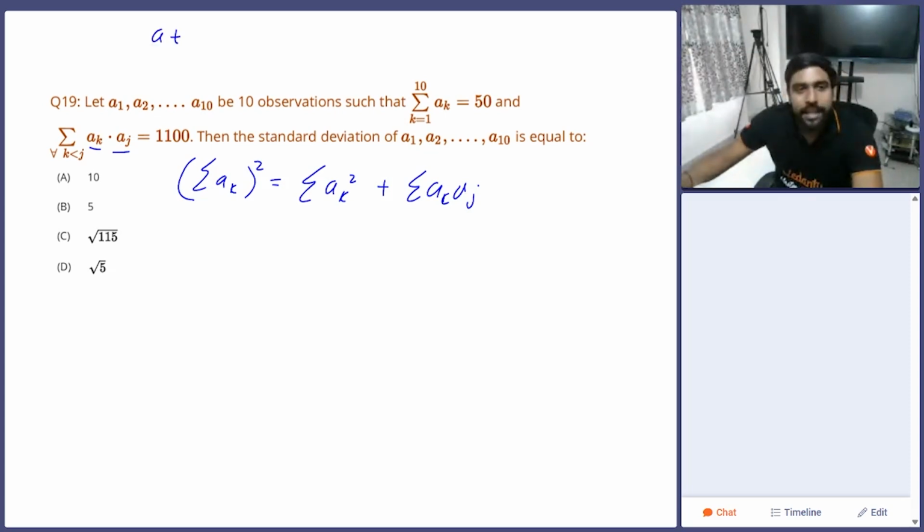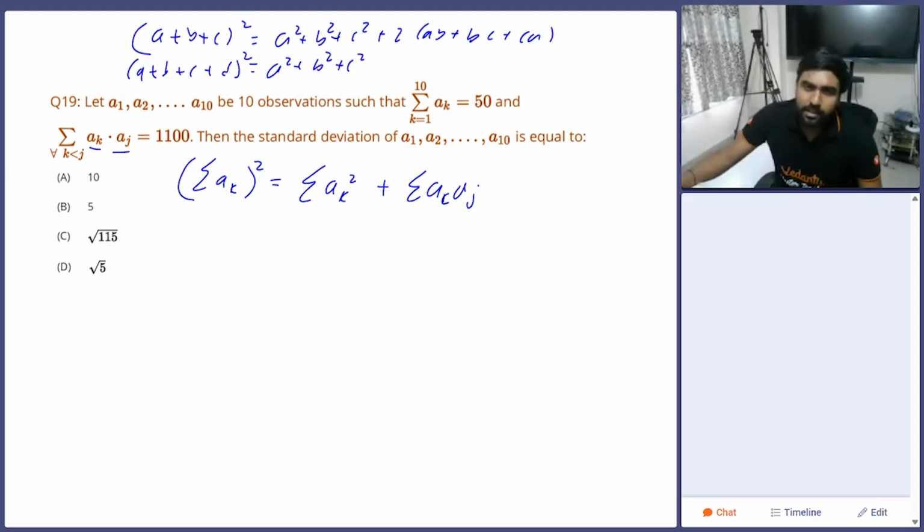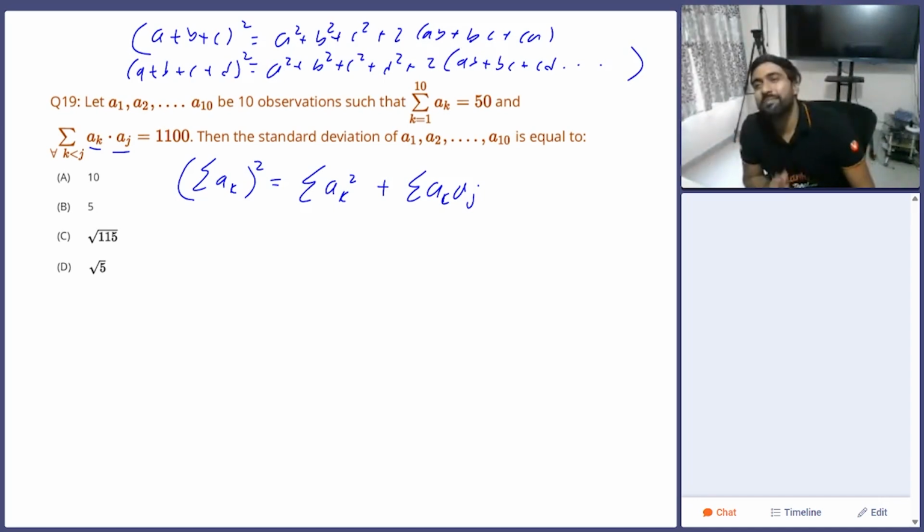Why? Because see, (A plus B plus C) whole square, what is this? This is A square plus B square plus C square plus 2 times AB, BC, CA. And this is a logic which works every single time. If I take (A plus B plus C plus D) whole square, I get A square, B square, C square, D square as well, plus 2 times AB, BC, CD, and all other combinations. This is the plain and simple rule.